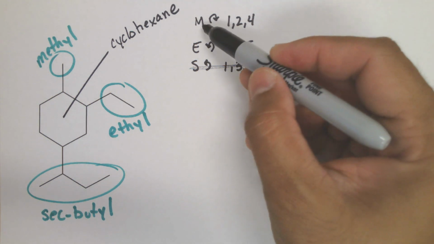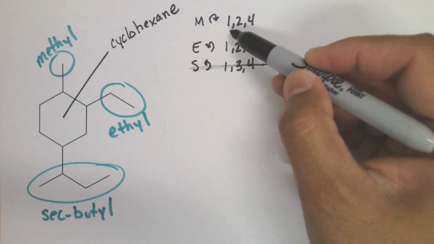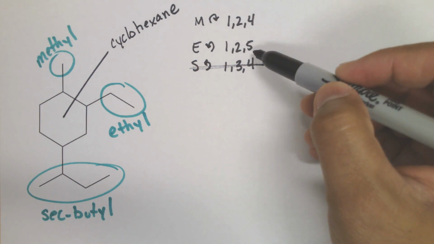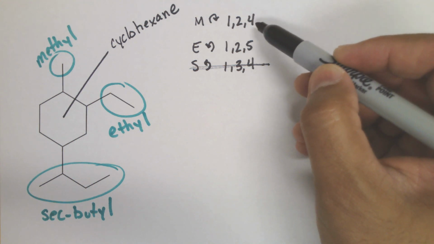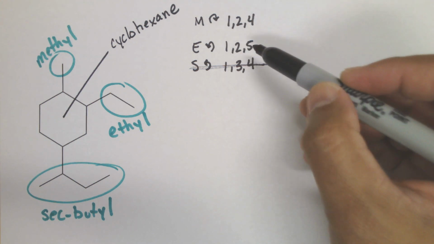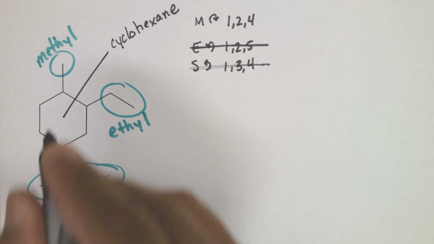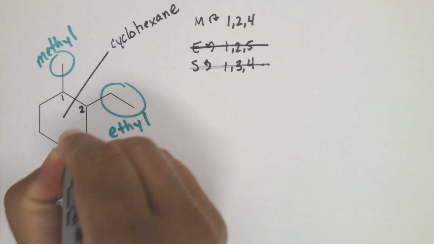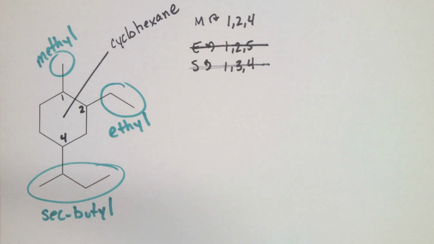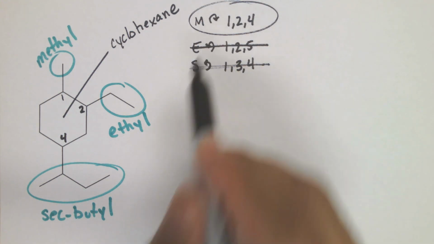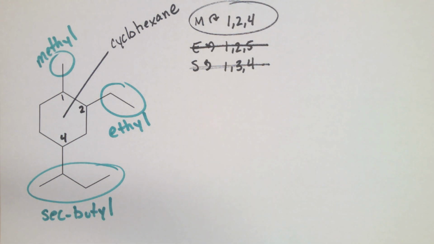There's a tie when you start with the methyl and ethyl groups. We have substituents at carbons 1 and 2. However, you'll notice right here, 1, 2, 4 is going to be better than 1, 2, 5. So this is going to be our numbering. 1, 2, and 4. There are a few other ways you can count, but you'll notice that starting with the methyl and going clockwise will be our answer.